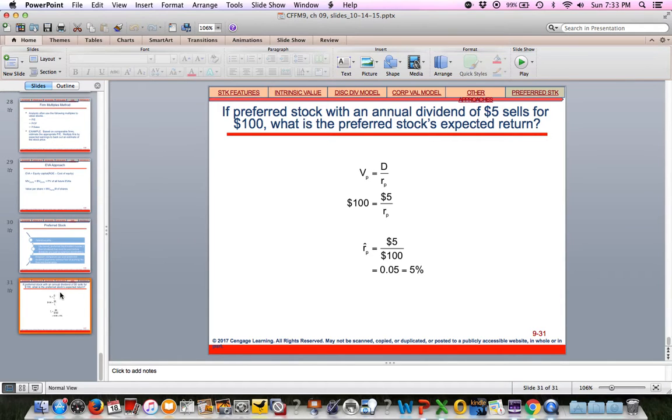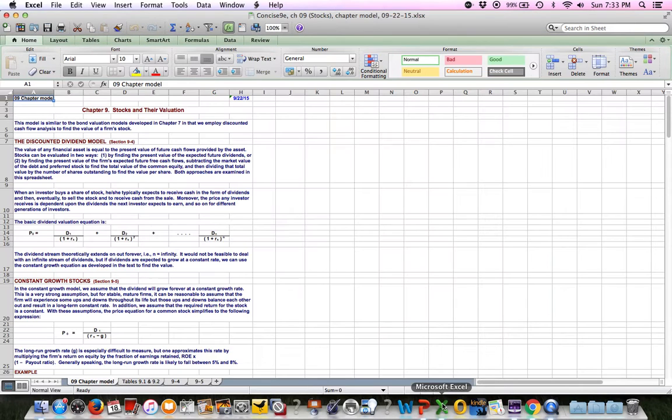And then it says here, if a preferred stock with an annual dividend of $5 sells for $100, what is the expected rate of return? These are pretty easy calculations. Because the dividend amount never changes, we just take the 5 divided by the $100 and we get 5%. So basically the return on this stock is 5%. I think you'll find that stocks are a little bit easier to work with than bonds as you do the homework in Aplia.